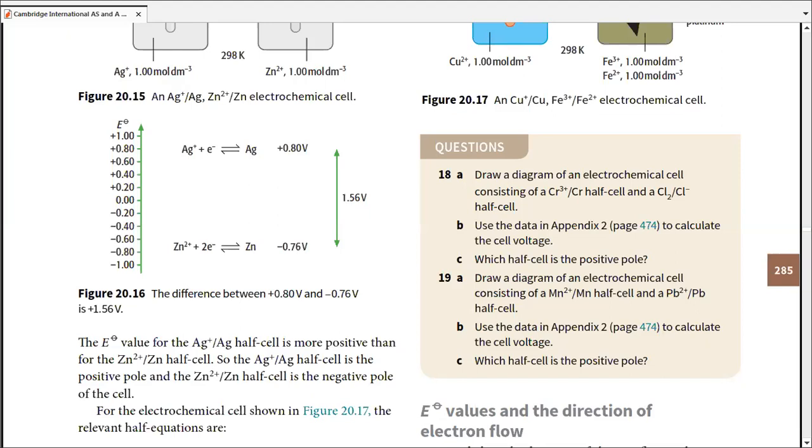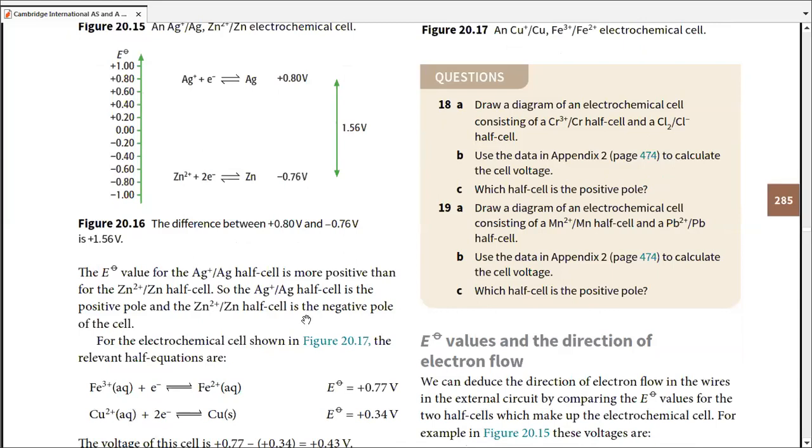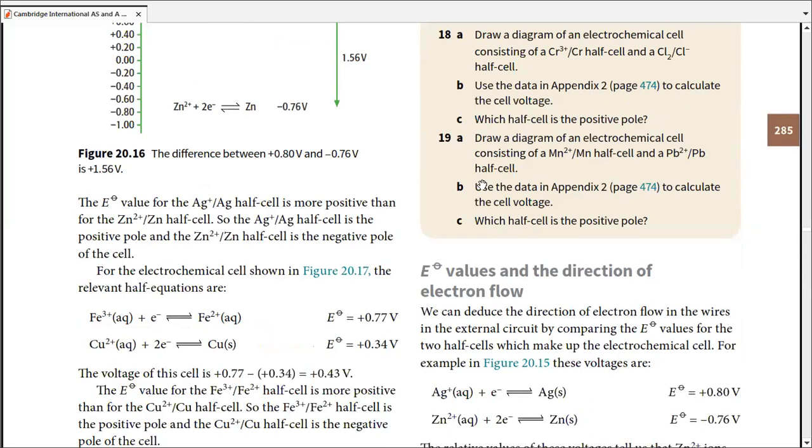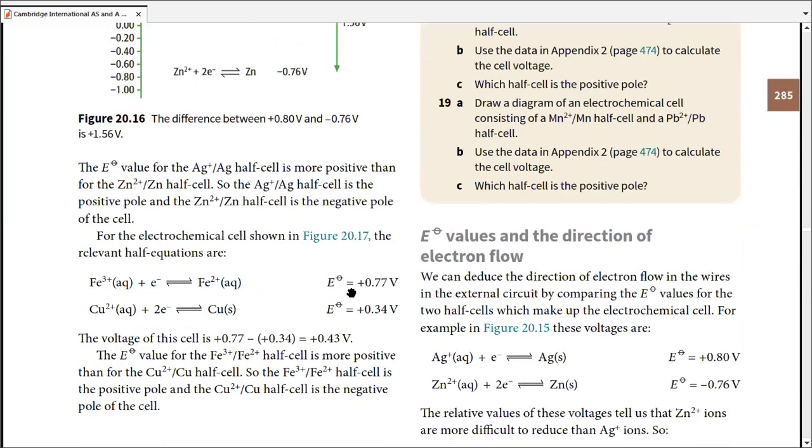Okay, moving on, the E naught value for the silver ion silver half cell is more positive than for the zinc one. So silver is the positive pole and zinc is the negative pole of the cell, as given in the diagram as well. Okay. Now consider electrochemical cells such as iron 3 ions and iron 2 ions, and a copper cell. One of them is an ion based system, and one of them is a metal and metal ions based system. When they are connected together, the overall voltage of the cell is plus 0.43 volts.